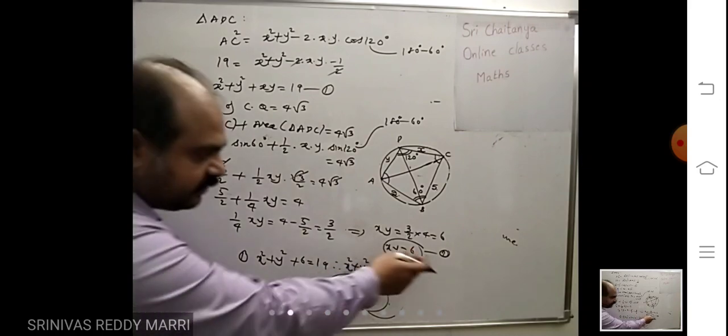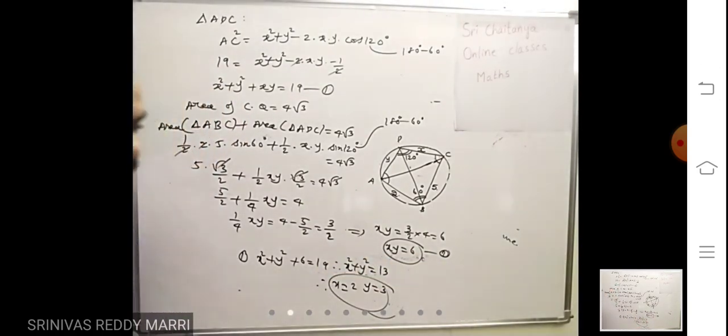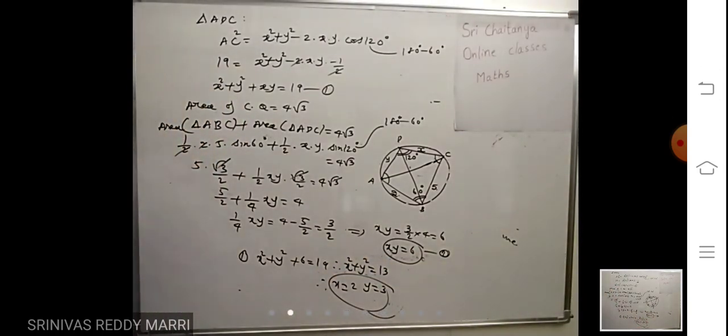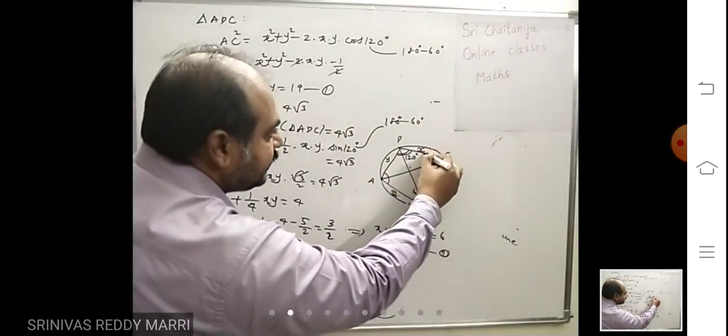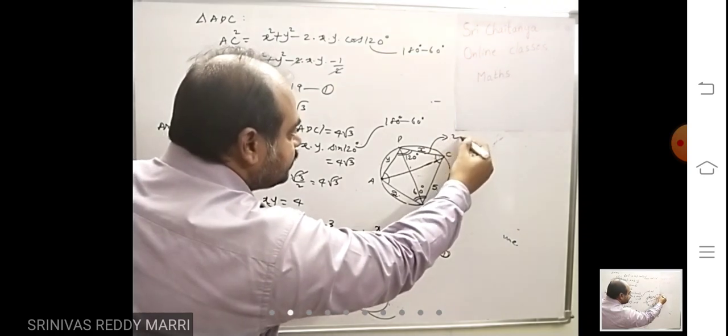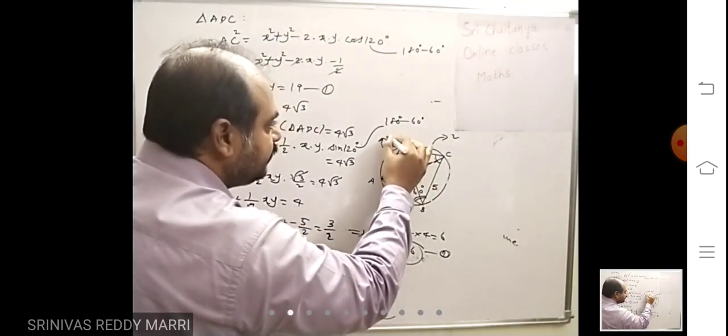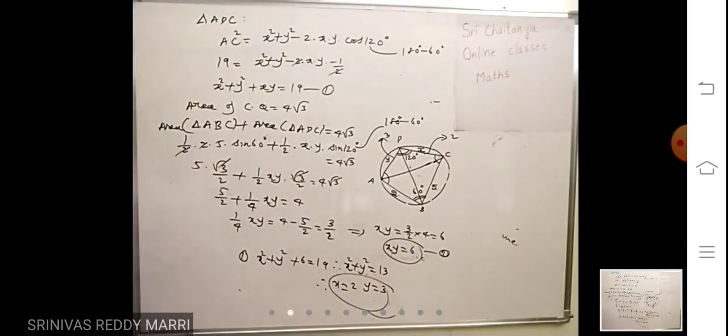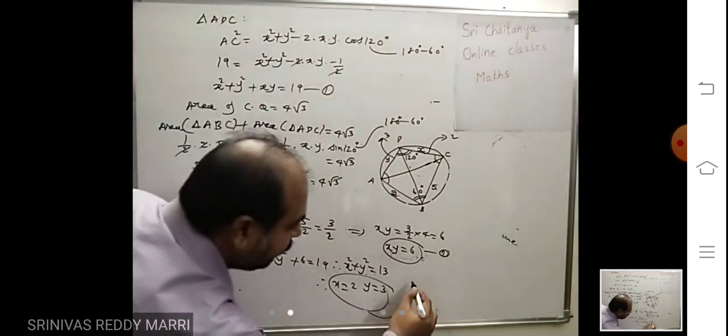Right? This is 2 into 3, 6. 2 square plus 3 square is 13. Therefore, the sides are 2 and 3. Therefore, this side is of length 2. This side is of length 3. One side is 2 and another side is 3. Therefore, perimeter.